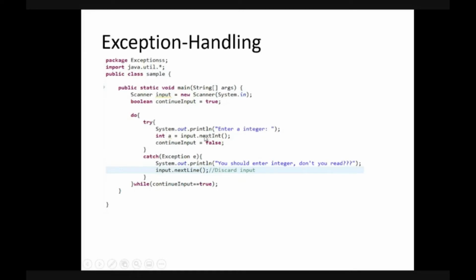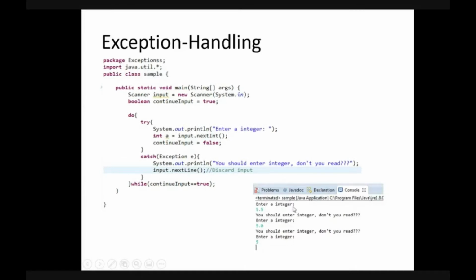It will ask you to enter an integer again. If you enter an integer, fine. It is going to set false and you are out of the loop. If you enter a double again, it will throw you here, show the message, clear up everything and start again. This input next line, whatever you read, it is just skipping that one and continuing to read. So it is discarding the input.